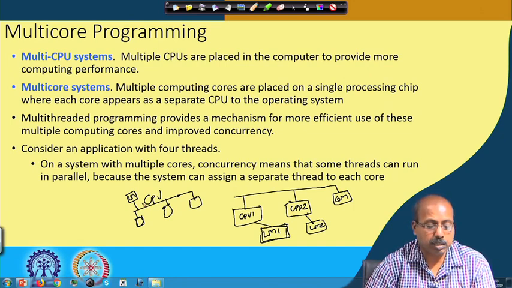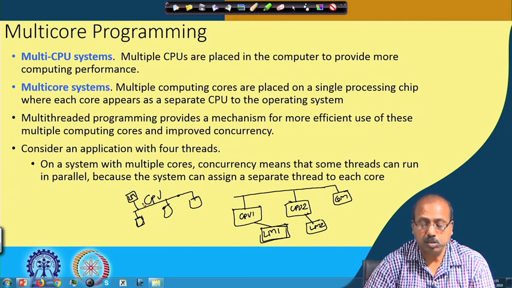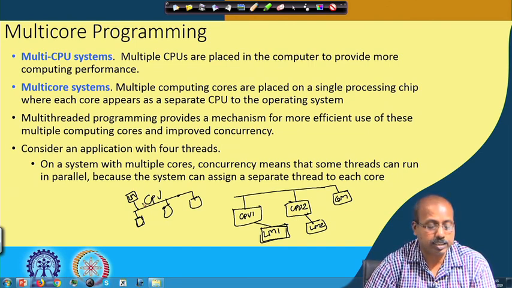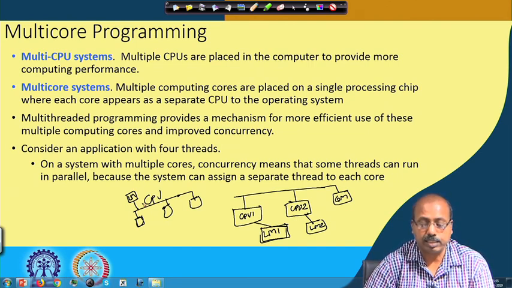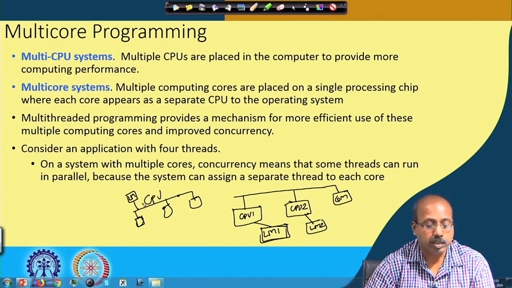Suppose we have got an application with 4 threads on a system with multiple cores. Concurrency means that some threads can run in parallel, because the system can assign a separate thread to each core. So, if I have got 4 threads and say 2 cores in my system, then 2 of the threads can be given to one core and 2 of the threads can be given to the other core. Similarly, if I have got 4 cores, then one thread can be given to each core. That distribution has to be done.